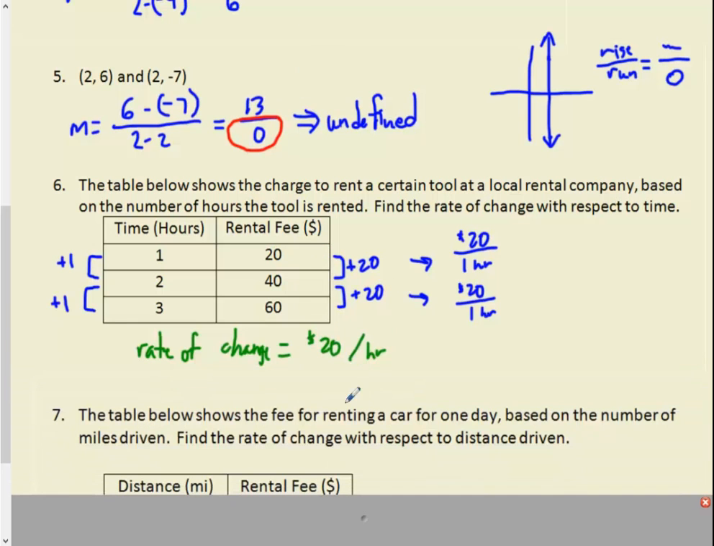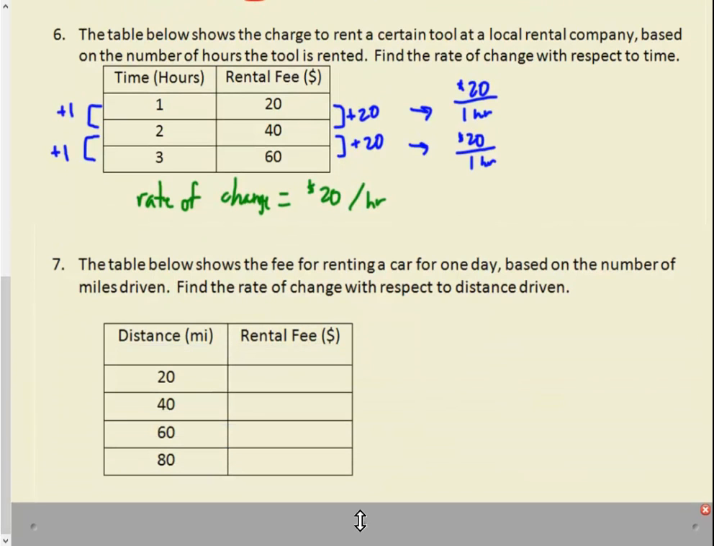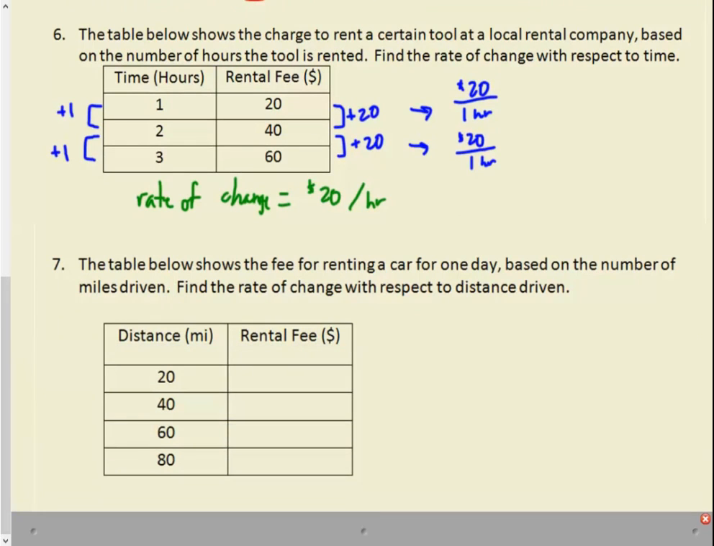Okay, let's look at the next one. The table below shows the fee for renting a car for 1 day based on the number of miles driven. At least it was supposed to show it. So here, if you drive 20 miles, you get charged $24. 40 miles, you get charged 26, and then 28, and if you drive 80 miles, you get charged $30.